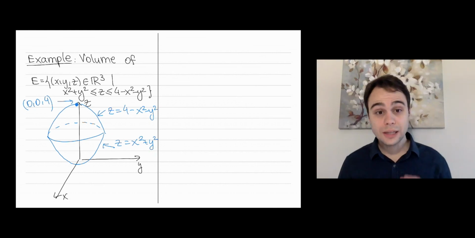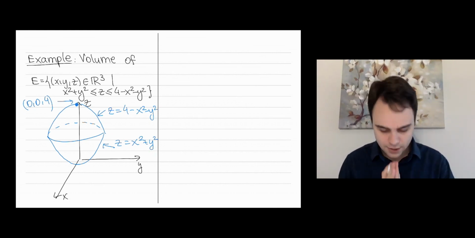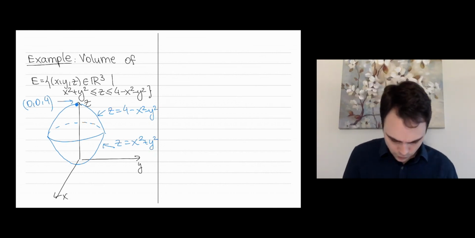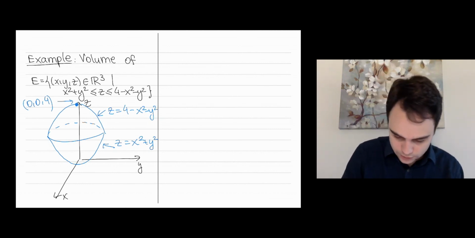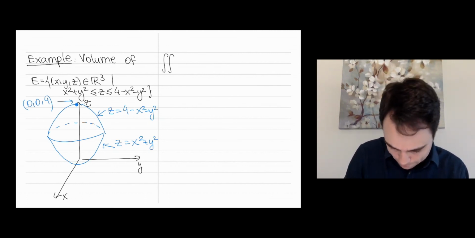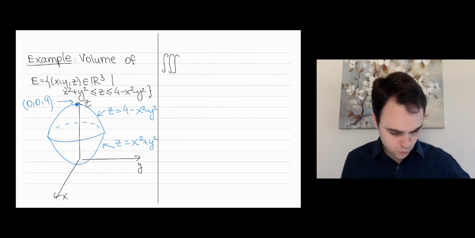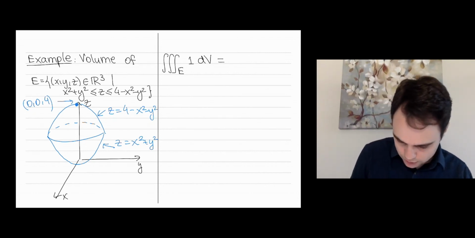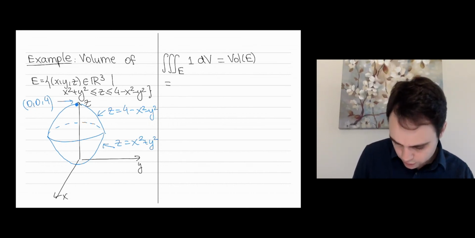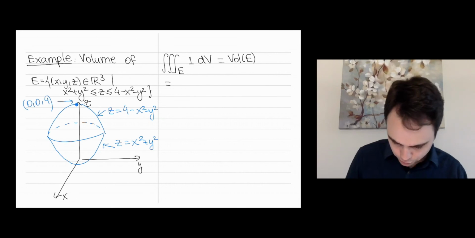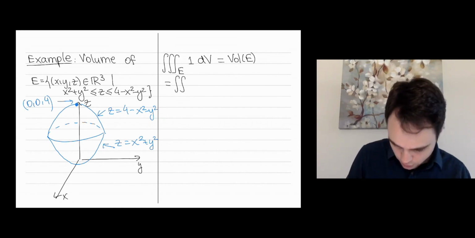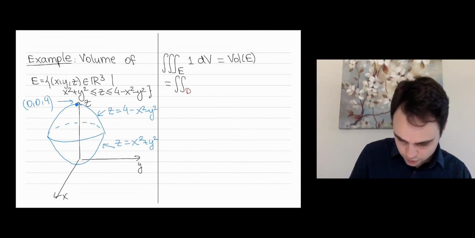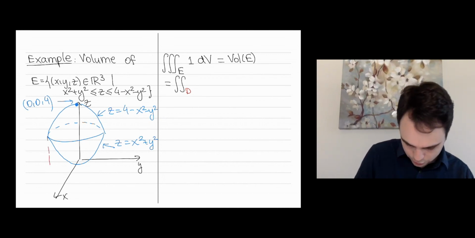Okay, so let's set this integral up. We want the volume, right? So the function we're integrating is the function 1. So the volume of E is equal to the integral of the function 1, and now we can set up this triple integral. It's going to be a double integral over the projection of E onto the xy plane. Here's that projection.